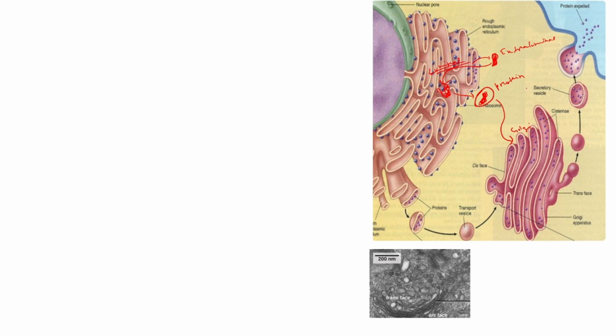This is the main function of the rough endoplasmic reticulum. That means it helps in protein synthesis, and after protein synthesis it transports to the Golgi by forming a vesicle-like structure. Okay, this is the rough endoplasmic reticulum. These are all rough endoplasmic reticulum because of the presence of the ribosome on its membrane.